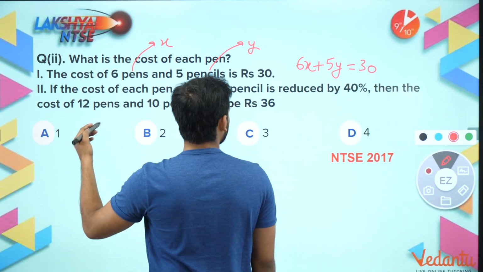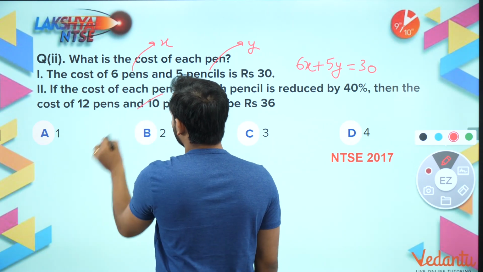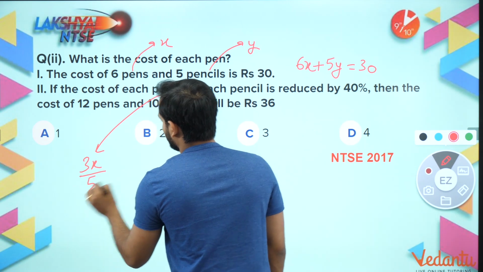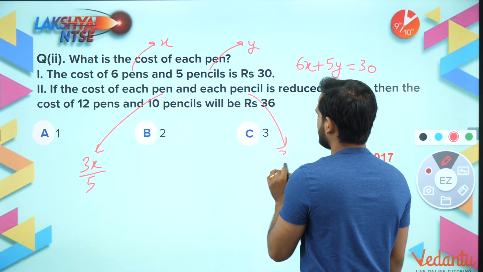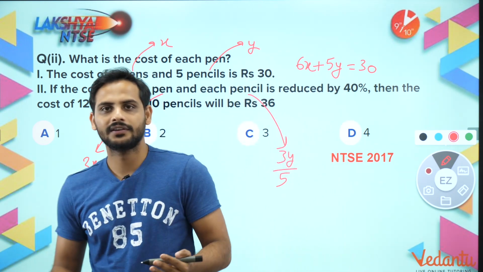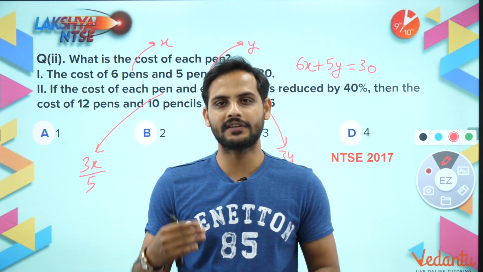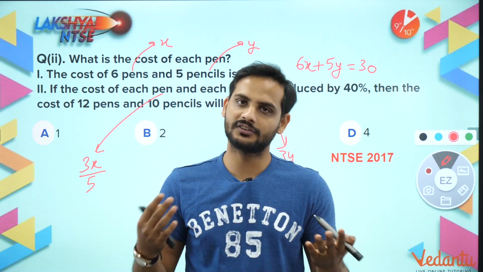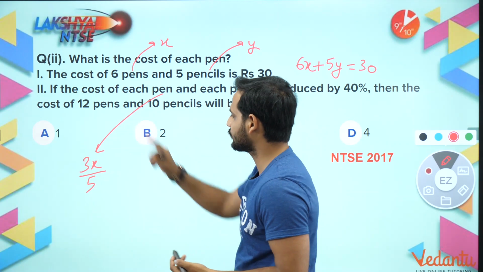Okay, so the 40% reduced means the new cost of 1 pen will be 3x by 5 and for 1 pencil it will be 3y by 5. Simple, bacho. From x subtract 40% of x, that means 40 by 100 into x, so it will become x minus 2x by 5, which is 3x by 5. So how many pens? 12 pens.